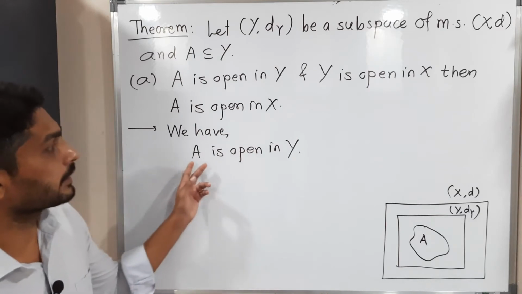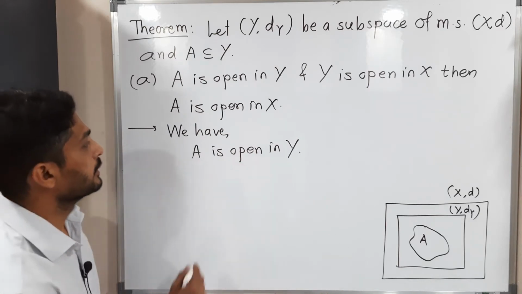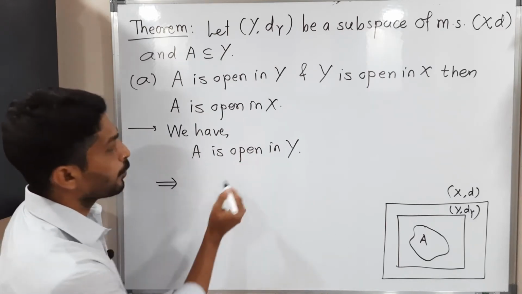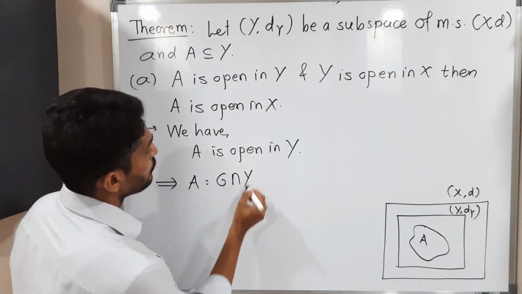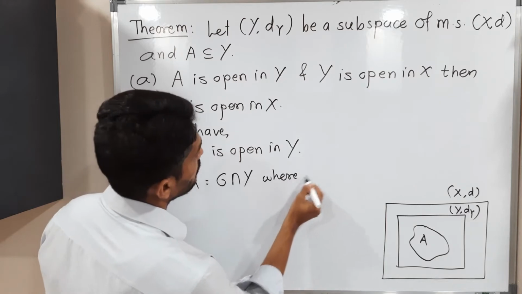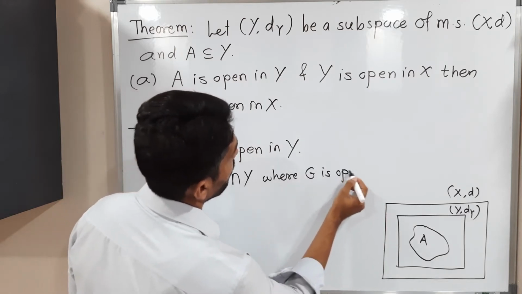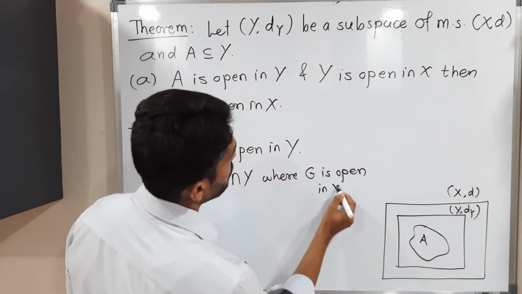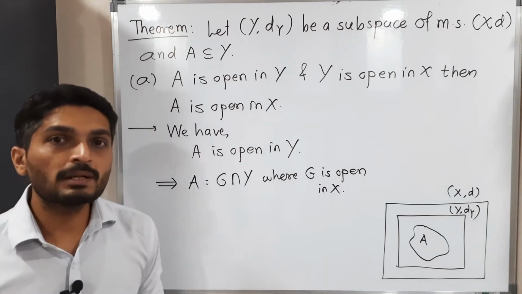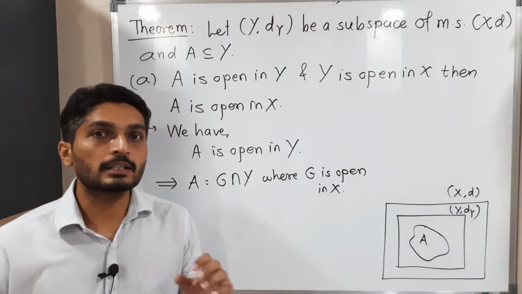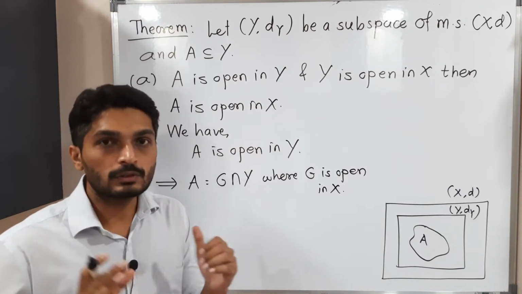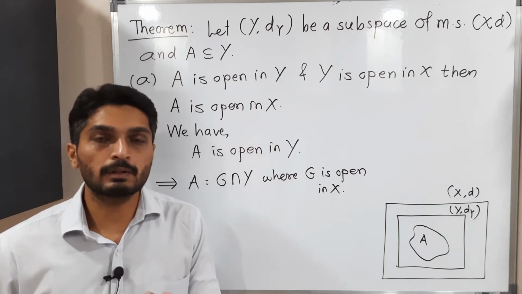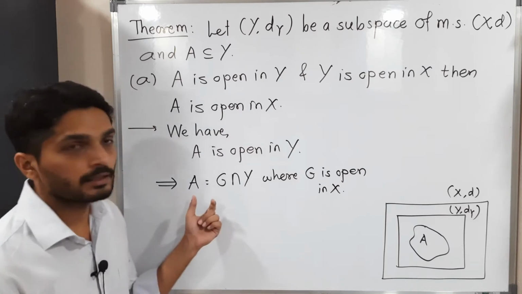I have already written A is open in Y. So you know that if A is open in Y, we can write A is equal to G intersection Y, where G is open in X. So any open subset of Y can be expressed as an intersection of an open subset of X with Y. This result we have already discussed in our previous videos. So that result I use here.